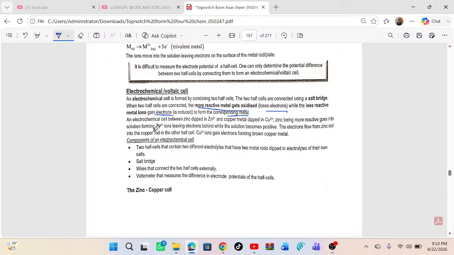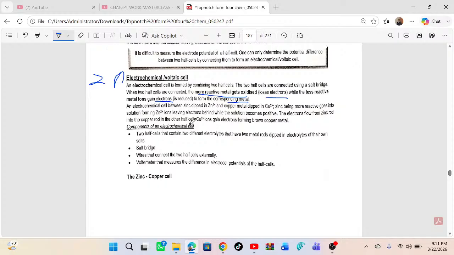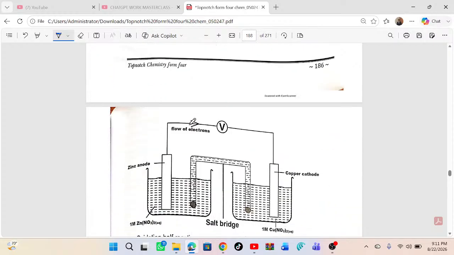For example, an electrochemical cell between zinc ion and copper ion. So in the reactivity series, zinc and copper, which one comes first? It is zinc that comes first. So if zinc comes first, meaning that zinc is the most reactive metal, and the most reactive, what will happen to it? It loses the electron. It loses the electron, or it gets oxidized, and the less reactive metal gains electrons. So this is how it is.